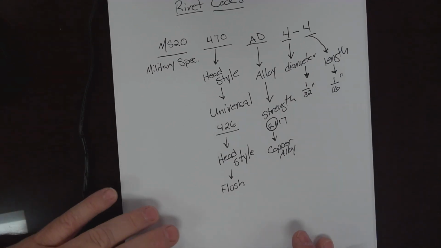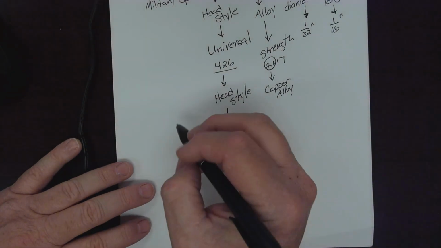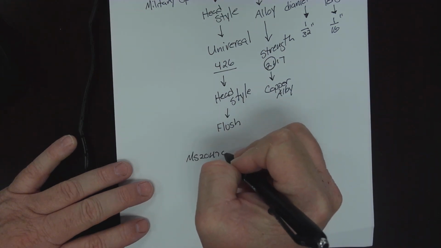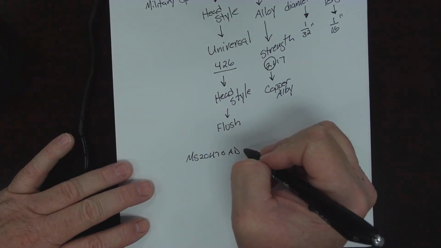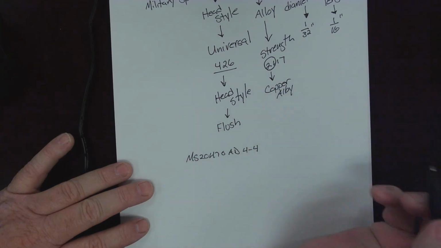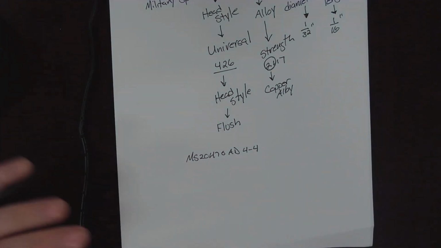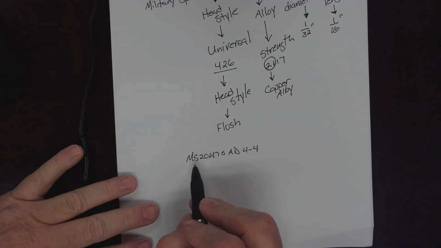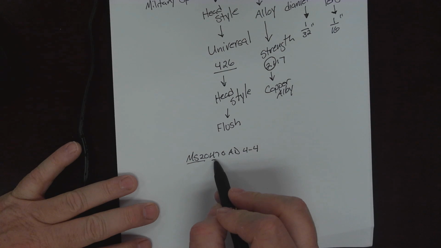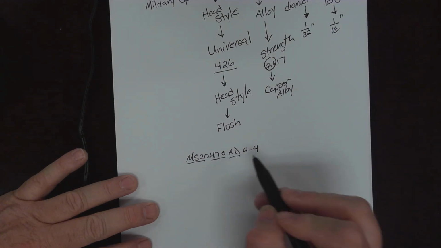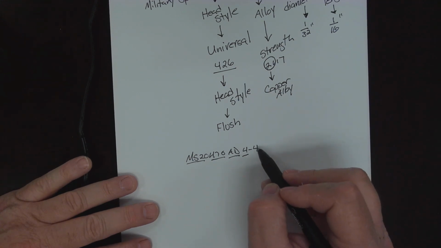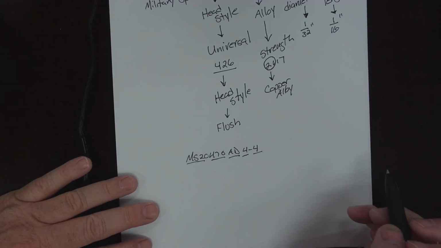So at the end of the day, if we were going to use a MS20470 AD 4-4 rivet, what could we answer about that code? Well, it's a military spec, universal head, copper-based alloy, 4/32 or 1/8 inch rivet, and its length is 4/16 or 1/4 of an inch long.